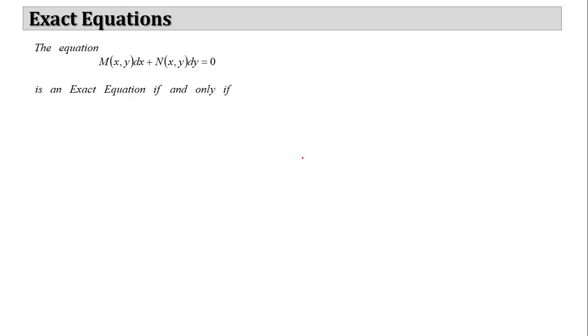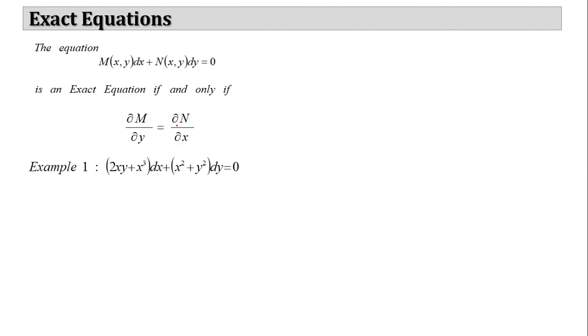You know that the equation M(x,y) dx plus N(x,y) dy equals 0 is an exact differential equation if and only if the partial derivative of M with respect to y is equal to the partial derivative of N with respect to x. Okay, so let's verify whether this differential equation is exact or non-exact.